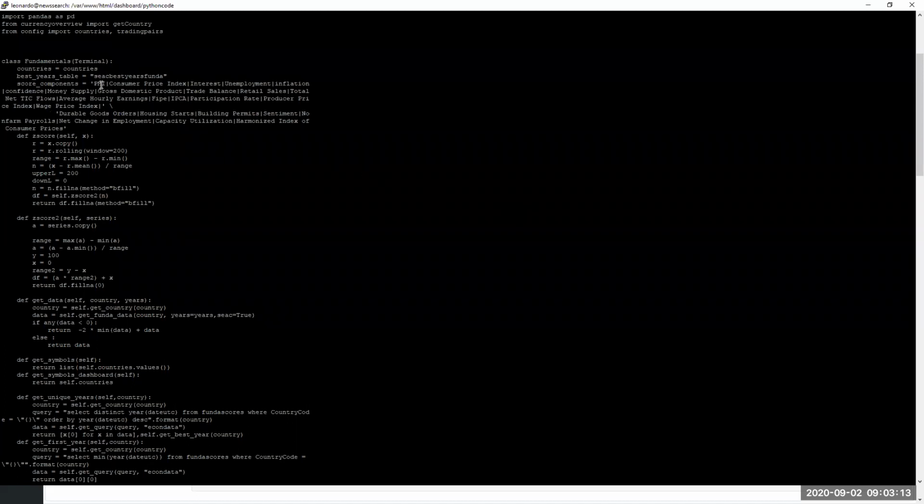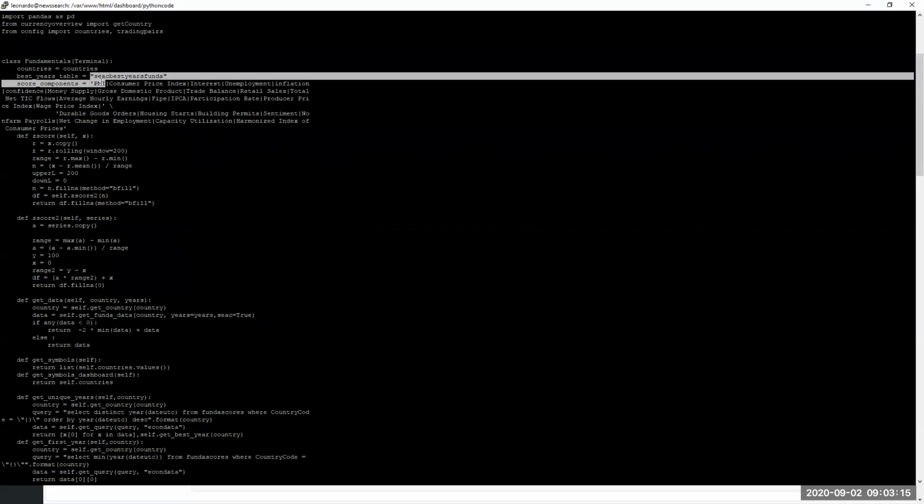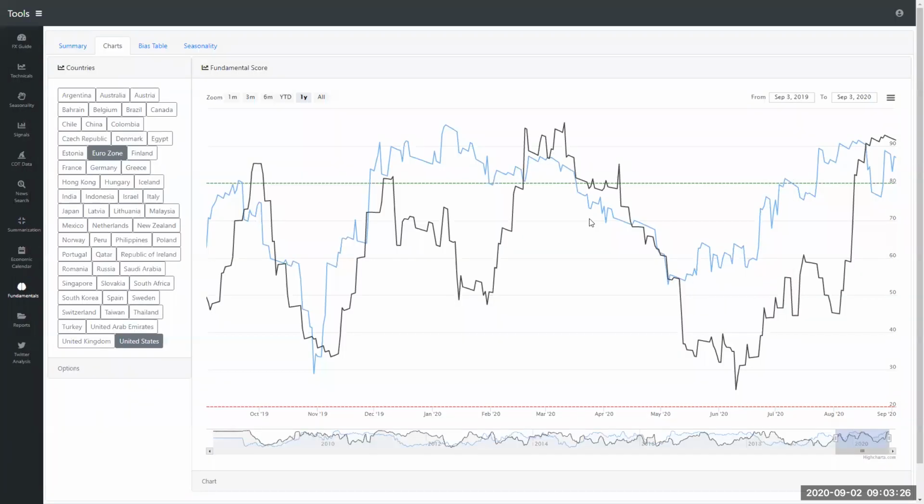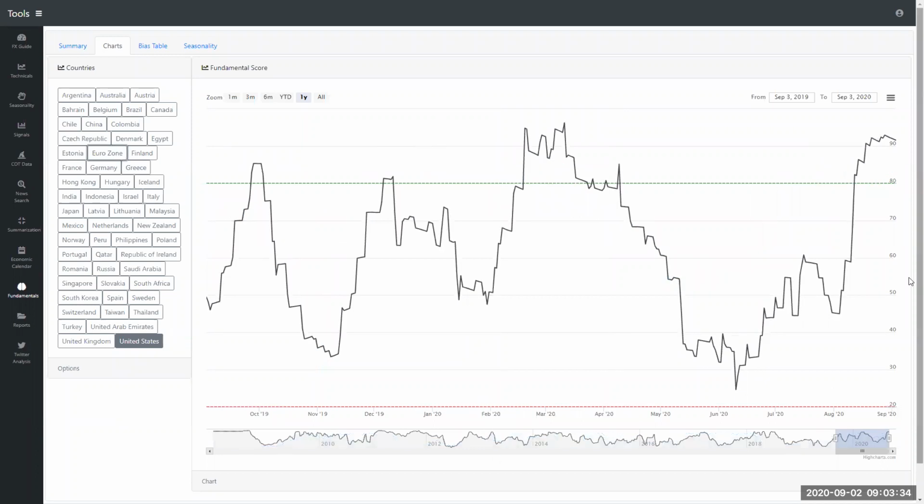But these are the economic indicators. Can you see here? PMI, consumer price index, interest rates, unemployment, inflation, consumer confidence, money supply, GDP, trade balance. Using these economic indicators, I create these charts. Let's take a look just at the United States. According to these indicators, the only thing I do is compare them. If it's better than previous, and better than consensus, then I give a score of 3.